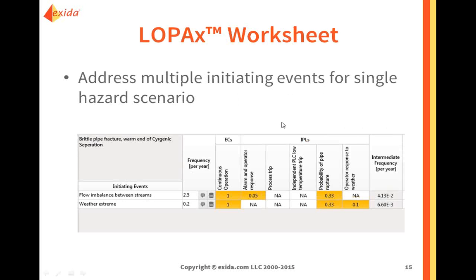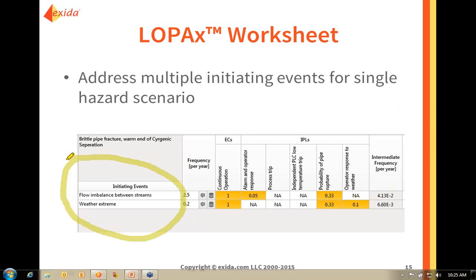All right, so here we look at the LOPA X worksheet, and what you see is multiple initiating events. So let me get my highlighter here. Multiple initiating events for the same hazard scenario. In this case, the hazard scenario is the brittle pipe fracture on the warm end of a cryogenic separation unit. We see a flow imbalance between streams as an initiating event, and a weather extreme. With different frequencies, we can see that here, and some enabling conditions and some IPLs, and we'll talk about that in a little bit.